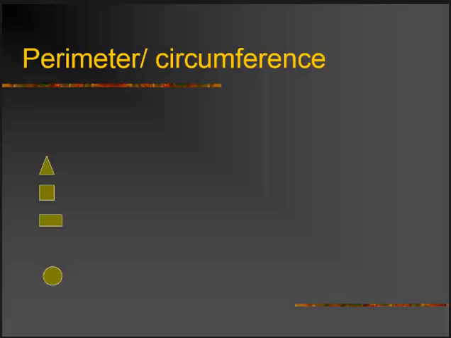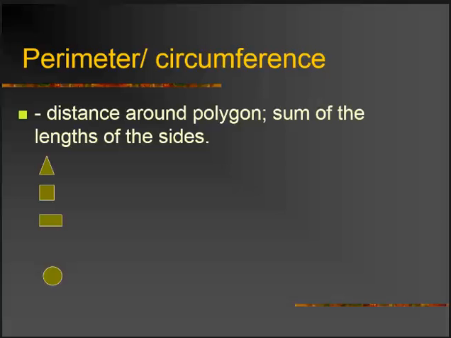All right, perimeter. You should be familiar with that word. It's the distance around a polygon. You find it by adding up, sum means addition, the lengths of the sides. So if we have a triangle, the formula is going to look like this. The perimeter is going to be the addition of all the sides, A, B, C.